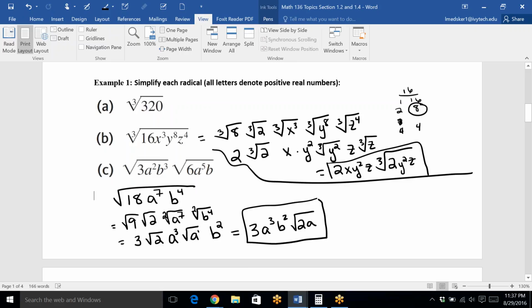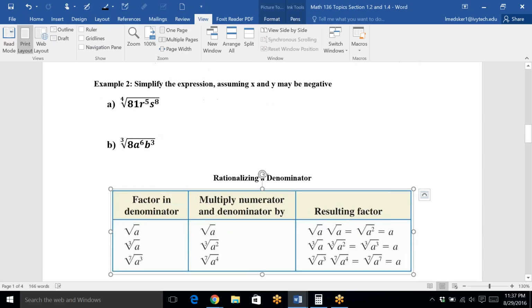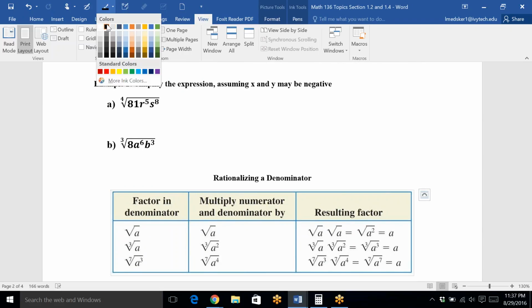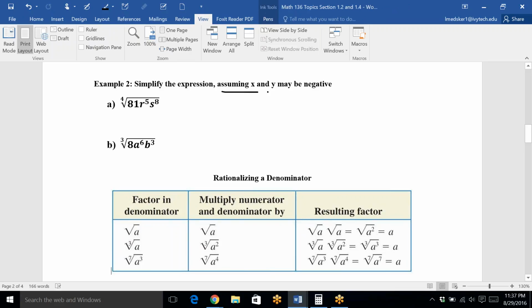Moving on to example 2. These are the ones that I said you have to be careful with when they want you to talk about absolute values. If they ever tell you that you don't know if your variables are positive or negative, then anytime it's an even root, any variable that you pull out will need to be put in an absolute value. If it's odd, it doesn't matter. You just do it normal.